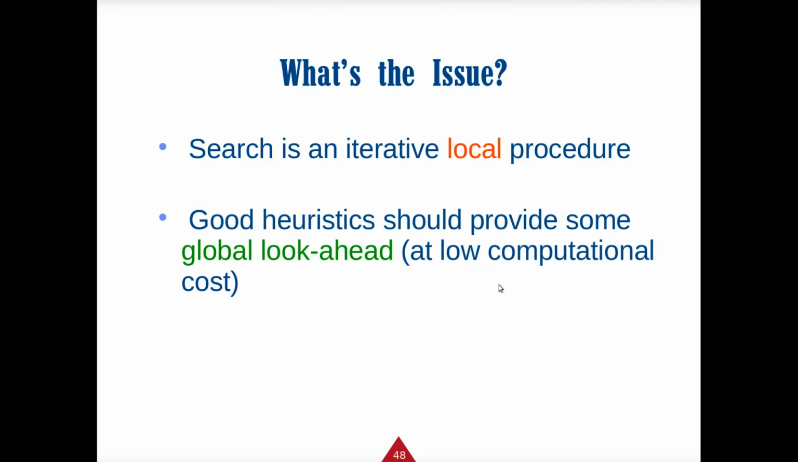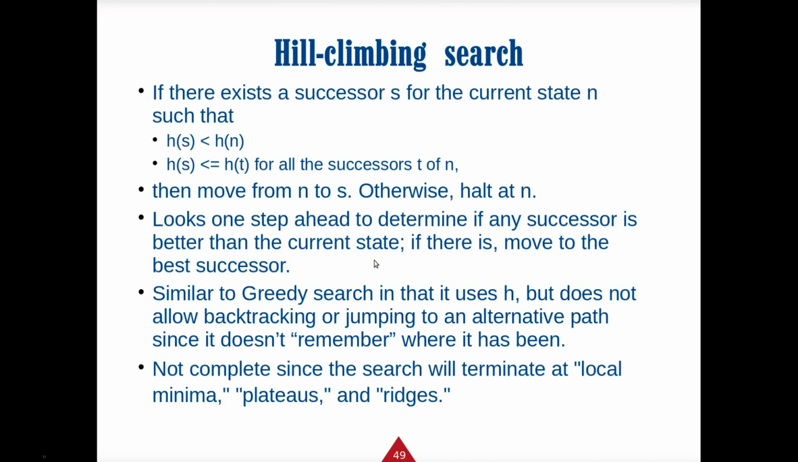And so the iterative is a local procedure. Good heuristics should provide some global look ahead at low computational cost. So basically, what he's trying to say is you maybe want to have a smart cutoff. Thinking, okay, maybe we will get worse like we do with the maze one. And then there's something called a hill climbing search.